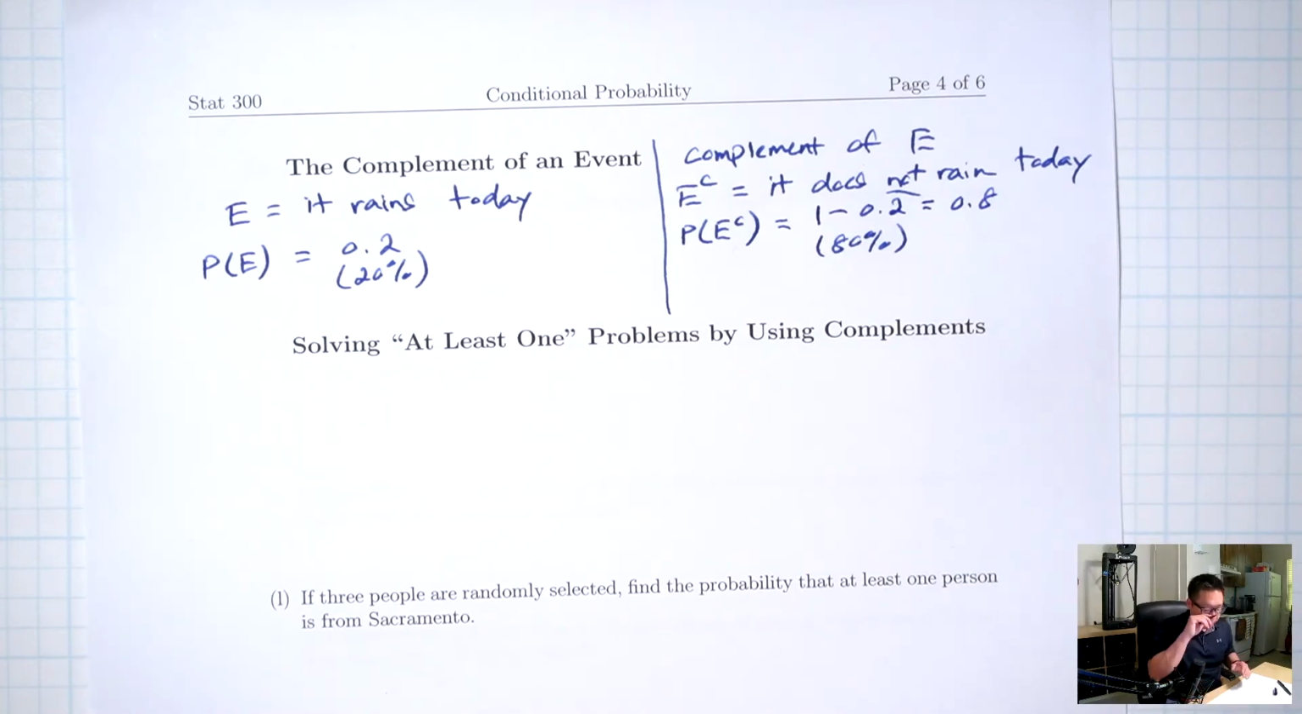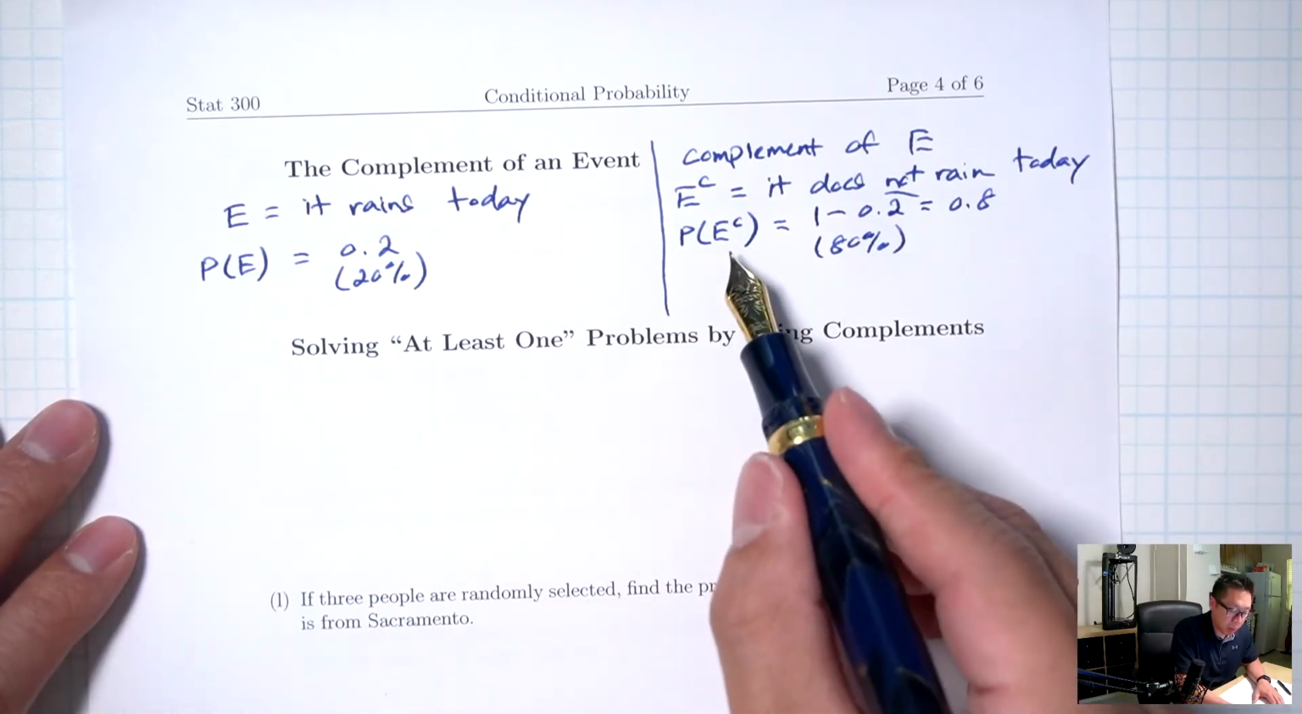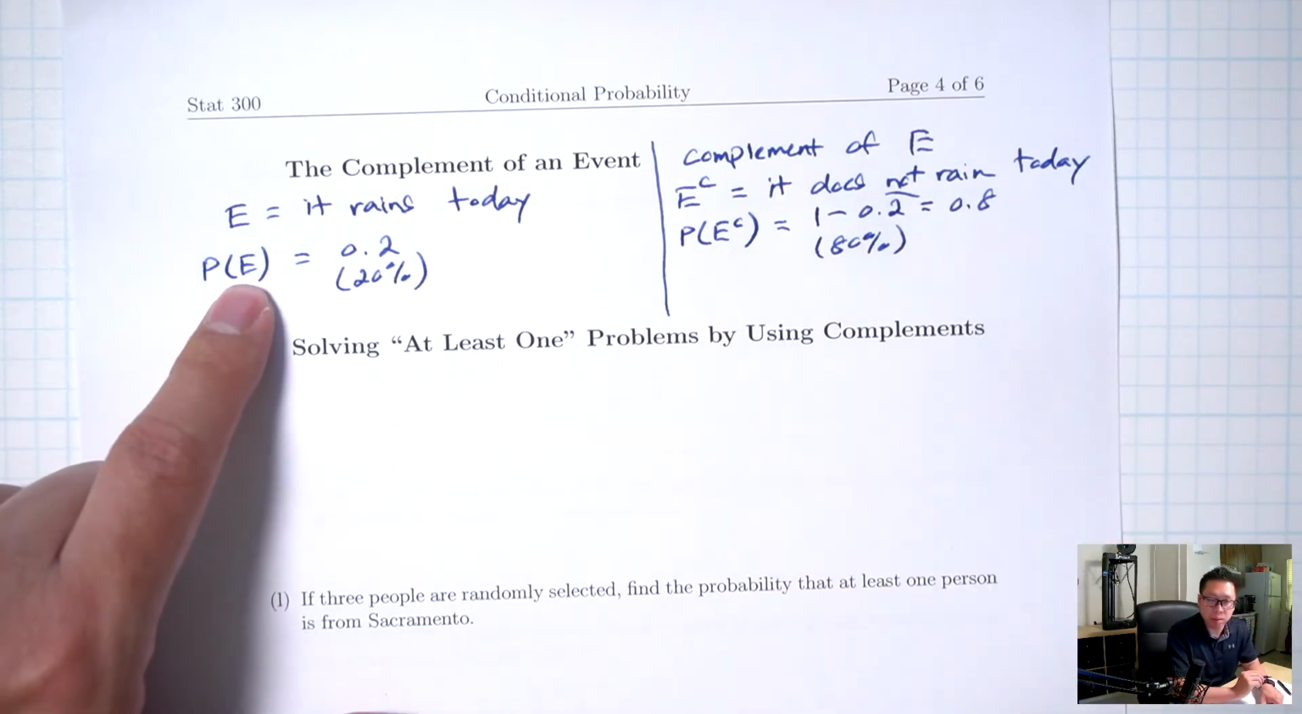So the point here is that if I know the probability of E, the probability of E complement is going to be 1 minus the probability of regular E.